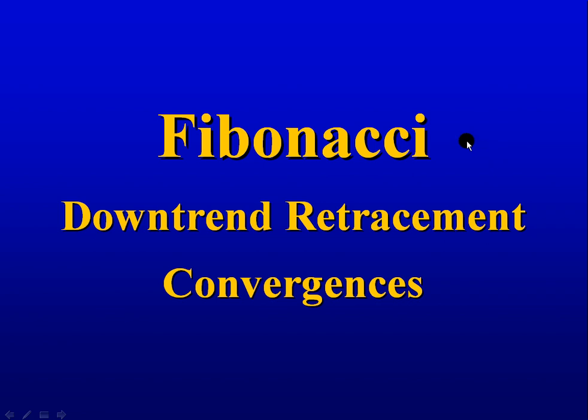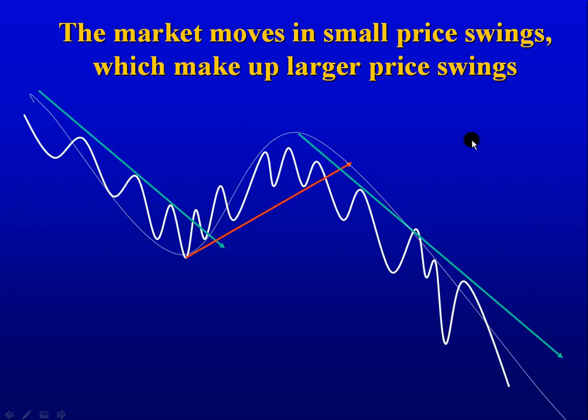Fibonacci downtrend retracement convergences. Again, we see price swings inside of price swings. We see one large down price swing, but we also see multiple smaller price swings in the downtrend, smaller price swings in the retracement, moving up, and then smaller price swings again in the following down move.